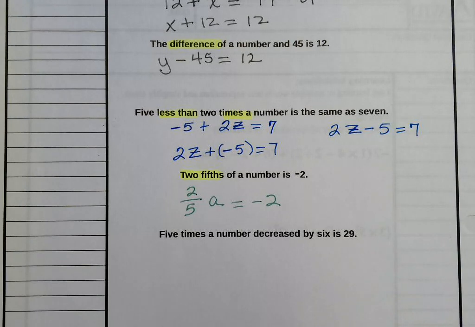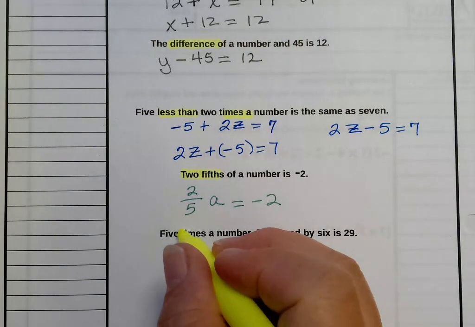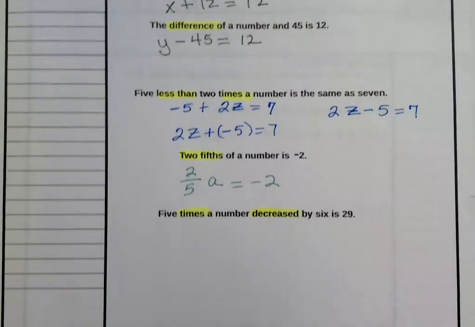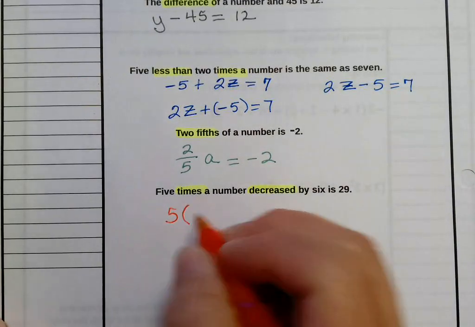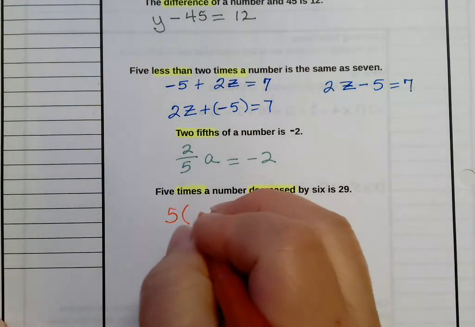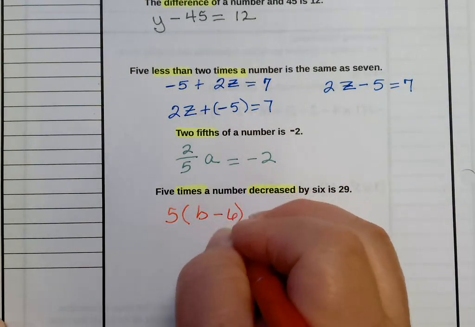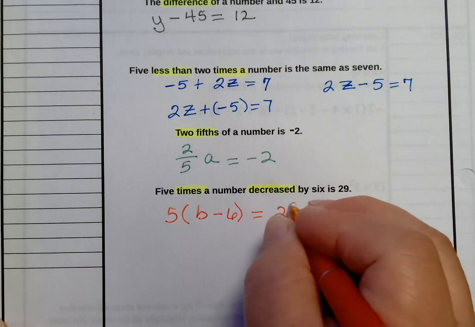Okay, for the last one, 5 times a number decreased by 6 is 29. Pause the video. Can you do this on your own? Hint, you will need a set of parentheses. Okay, I've used X, Y, Z, A, so let's go with B. 5 times a number decreased by 6. 5 times (B minus 6) is equal to 29.